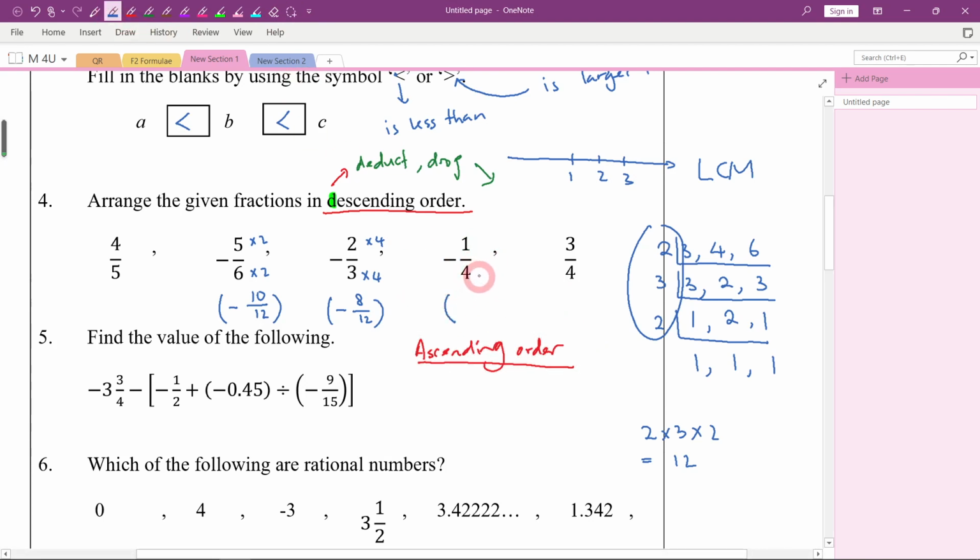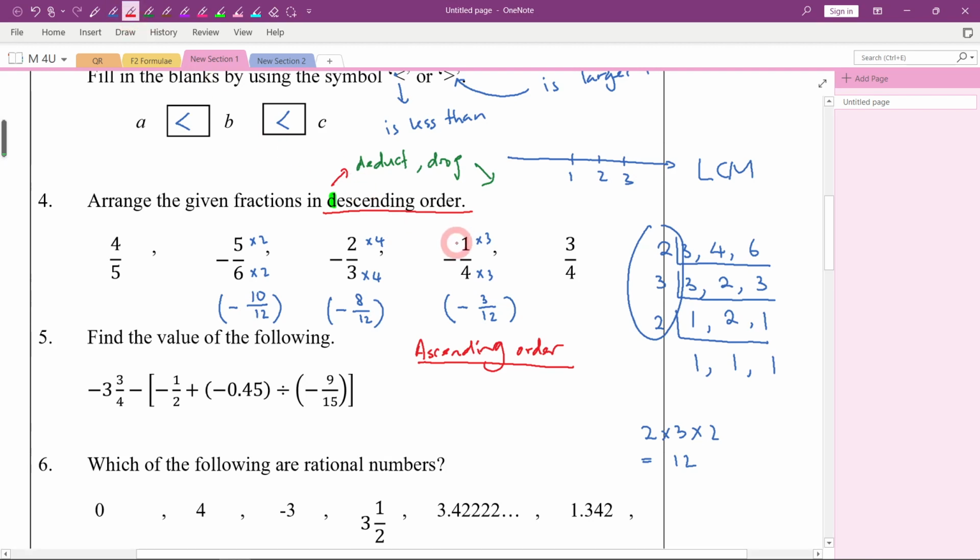How do you change 4 to 12? Times 3. If here times 3, you have to do the same thing for the numerator. 1 times 3, you get 3; 4 times 3, you get 12. Now, all the denominators of the fractions already become the same number, so we can compare them easily.